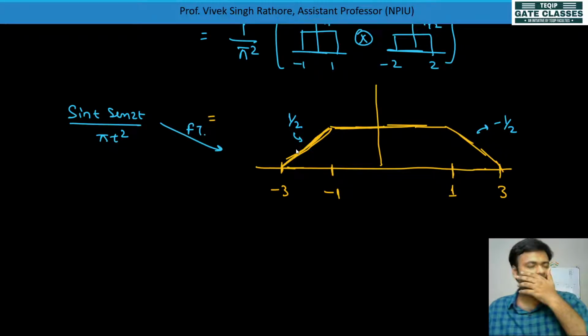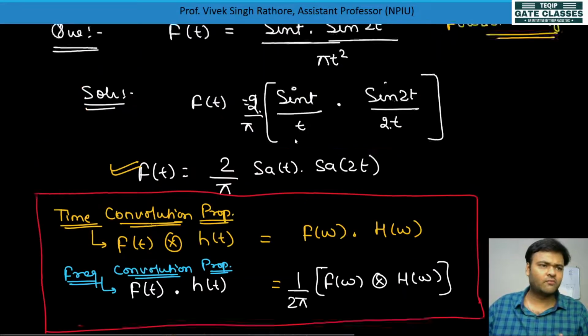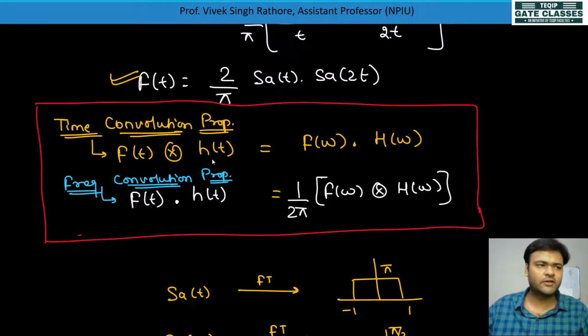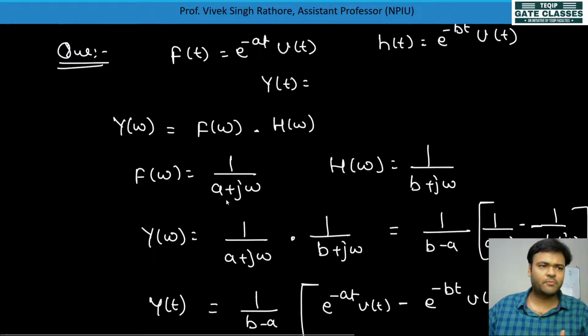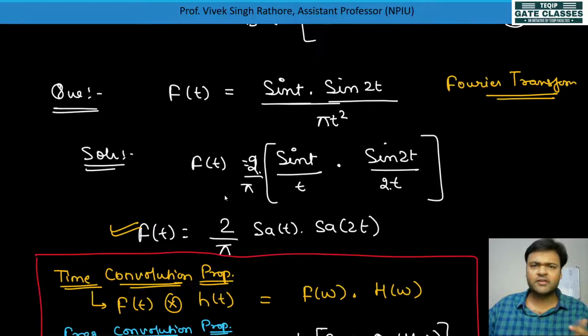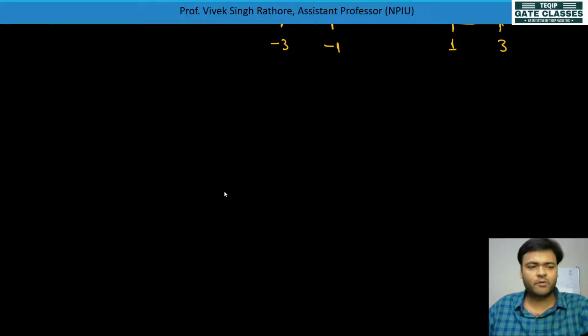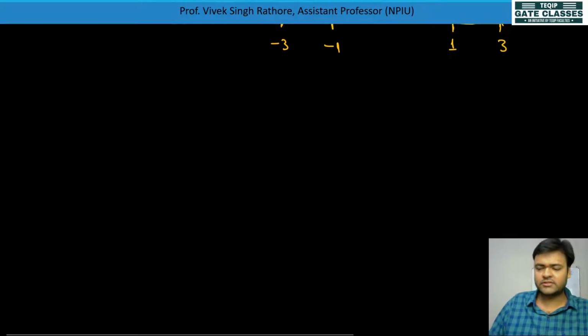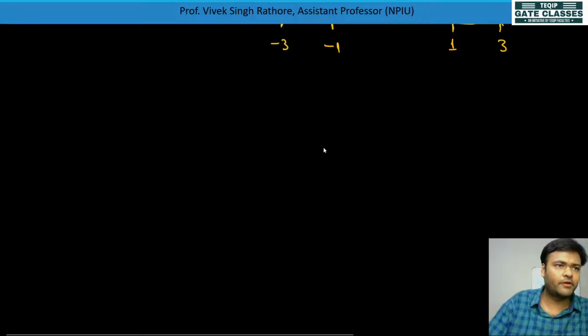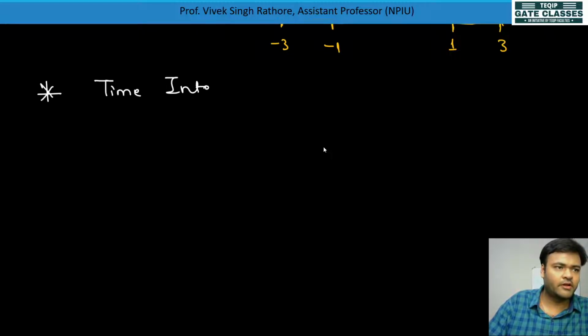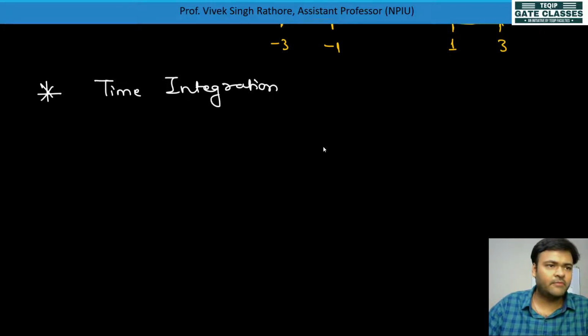So see, the method was very easy. You need to understand the property, and if you understand the property, you can calculate the signals; you'll be playing with the signals by understanding the property. Now, one more property we'll see in this lecture, that is the time integration property, and we'll also see frequency integration. So, the time integration property of the Fourier transform.